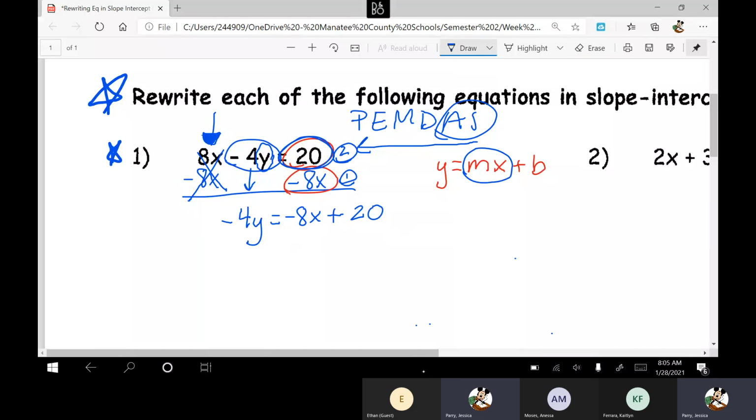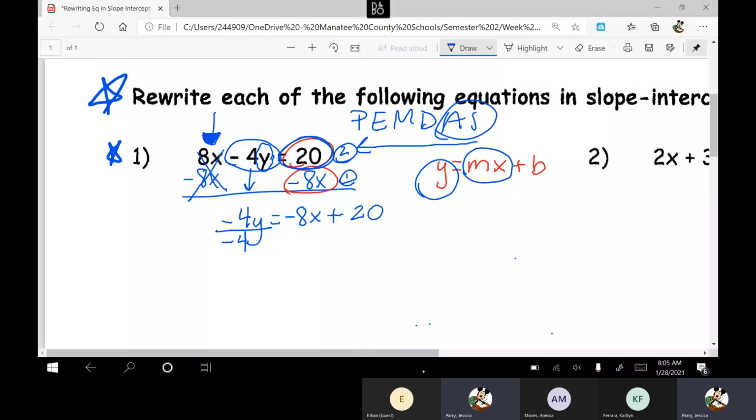It still doesn't say y equals, so we now need to get rid of that -4. You read that -4y as -4 times y. So we're going to do the opposite. What's the opposite of multiplication? Tell me in the chat or turn your microphone on. What is the opposite of multiplication? Awesome, division. So we're going to divide by that number in front, the -4.